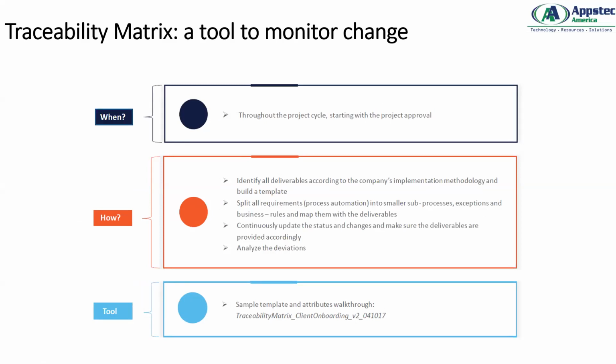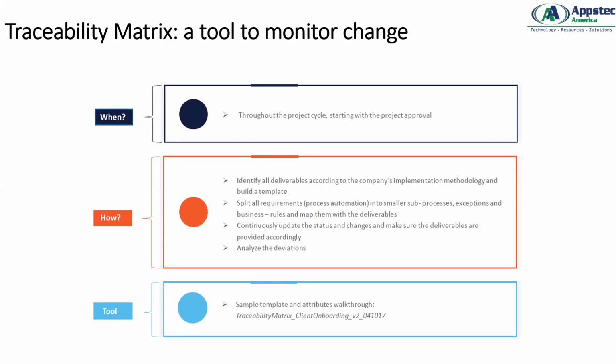Now, how do we do it? We identify all the deliverables according to the company's implementation methodology and build a template, and I'm going to show you how the template looks. Split all the requirements into smaller sub processes, exceptions, and business rules, and map them with the deliverables. Documentation helps you to split it. You have the requirements separately. Under a requirement, if you have any sub process, you define it. If you have any equivalent exception or business rule, you keep a tab for it, and you track each and every deliverable against each other.